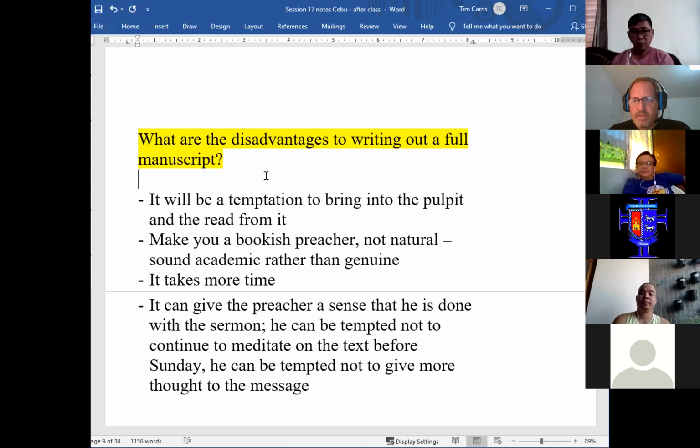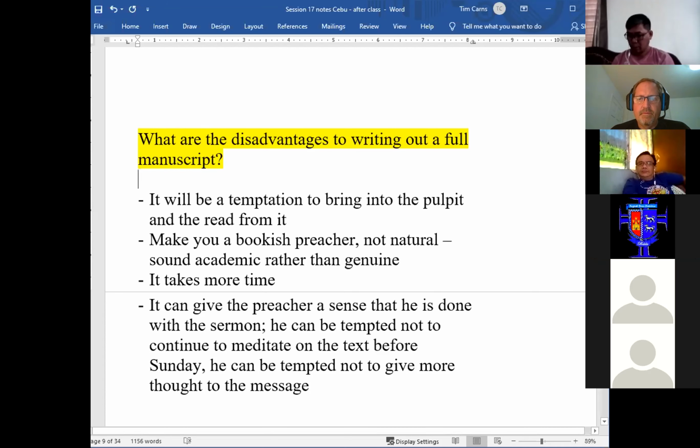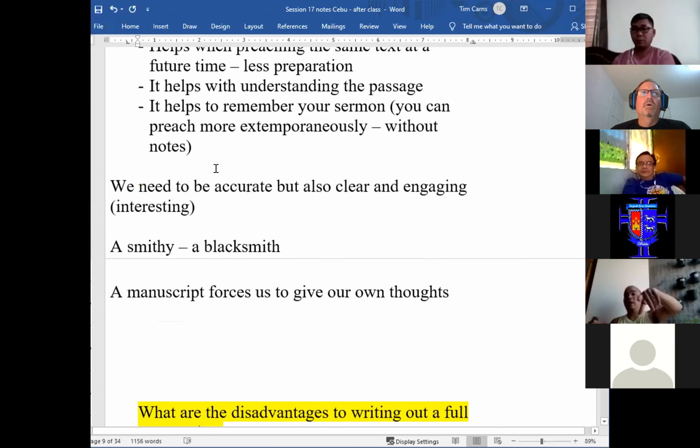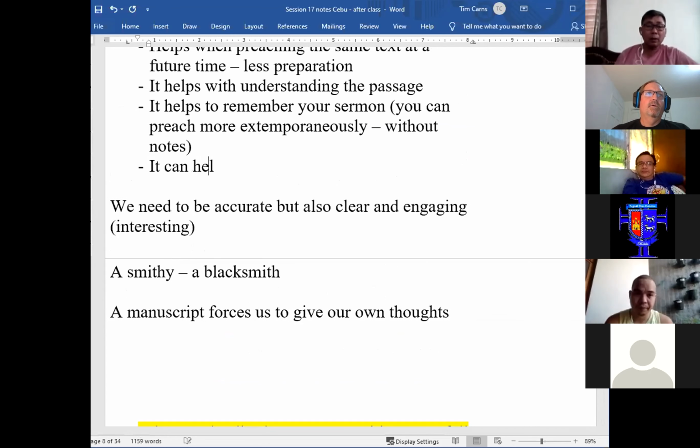Yeah, somebody has a thought? Yes, Pastor Tim. I think one advantage also is that when sermon time comes, it will just flow naturally because we were able to internalize all the important points during the writing of the manuscript. Okay, good. It can help the preacher internalize the message.